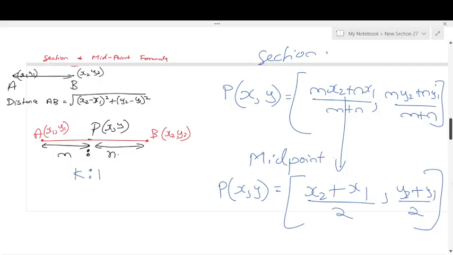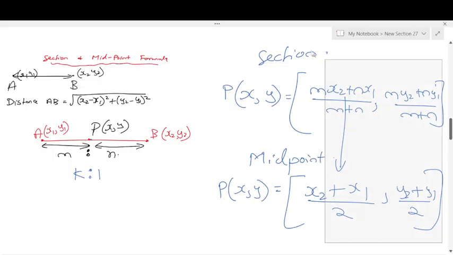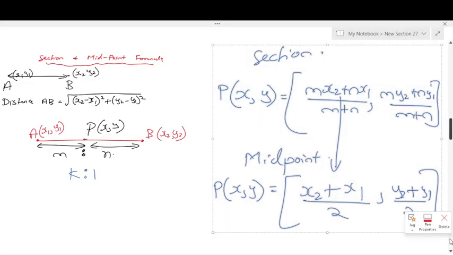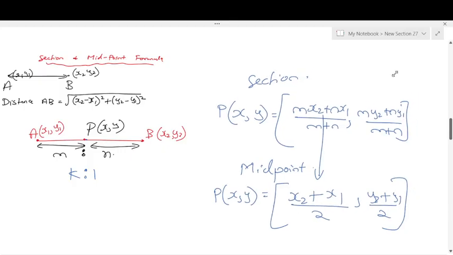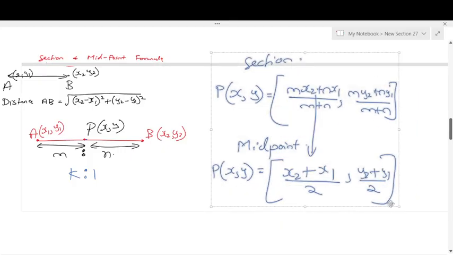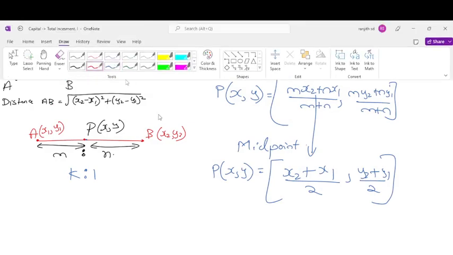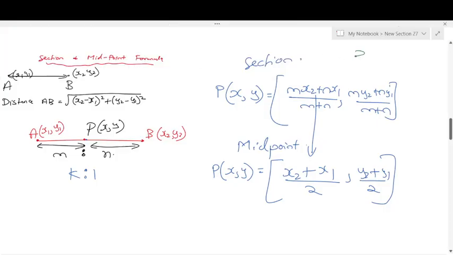Is it clear? All of you understood? Shall we start solving the questions? Any doubts in these 3 formulas? No, make a note of this, students. First, write it down. Distance. When we talk about distance, it is between 2 points. When we talk about section and midpoint, it is between 3 points. Distance is between 2 points.